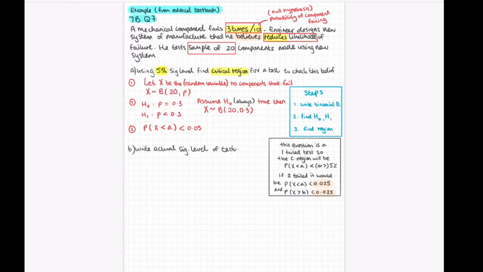Now, to do this part, you can use tables, which are in the formula booklet, or use the calculator. The table might be easier, but I tend to normally use the calculator. So basically you can use a calculator to try out a few different numbers and see which matches or is closest to 0.05, or use the tables.